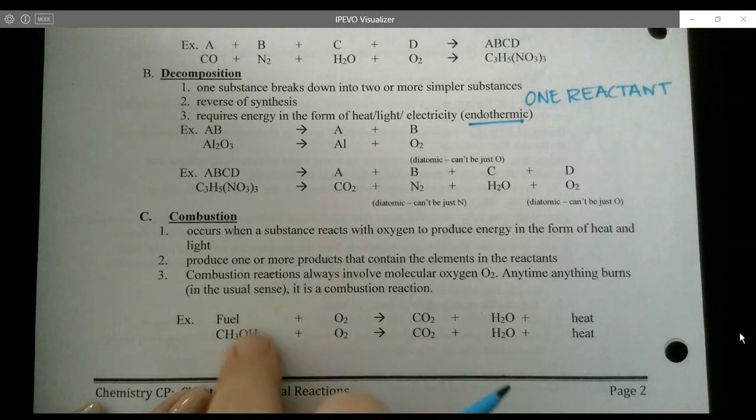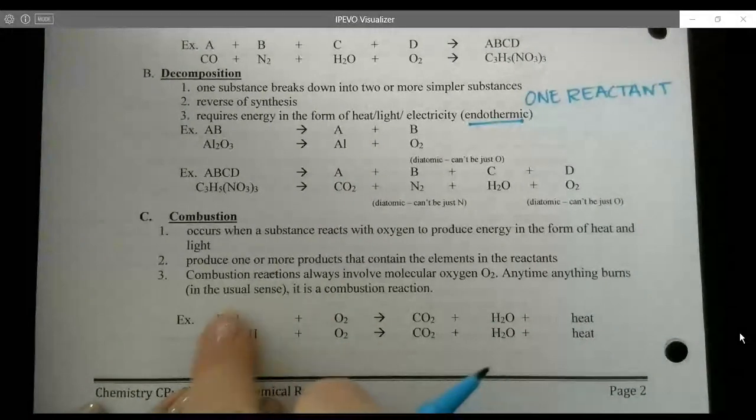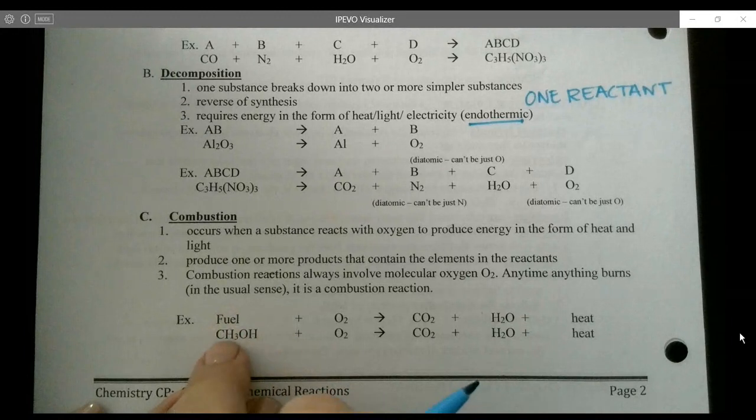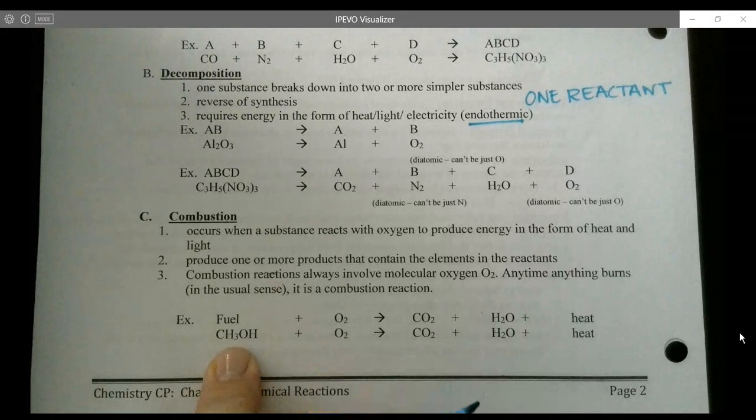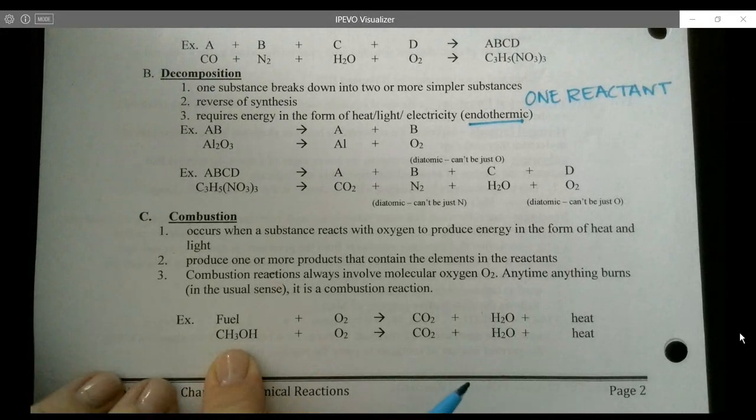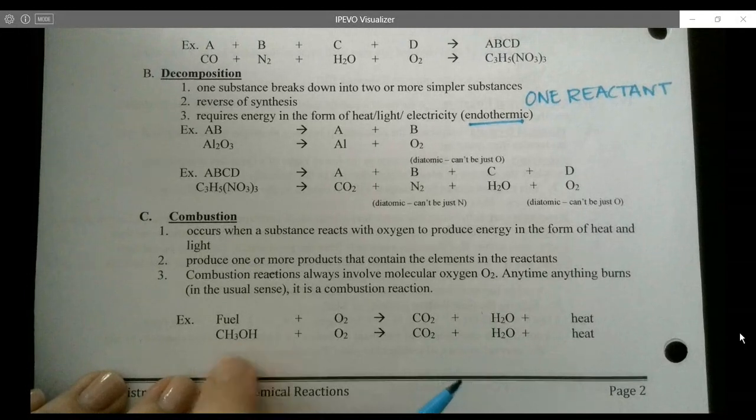Okay. So what we're going to see is we're going to take some kind of fuel. Usually a hydrocarbon, which just means a molecule that has hydrogen and carbon in it. But it can also have oxygen in it. In this case, this is an alcohol. And so this is a simple alcohol, methanol, and it's got carbon and hydrogen and one oxygen, okay?